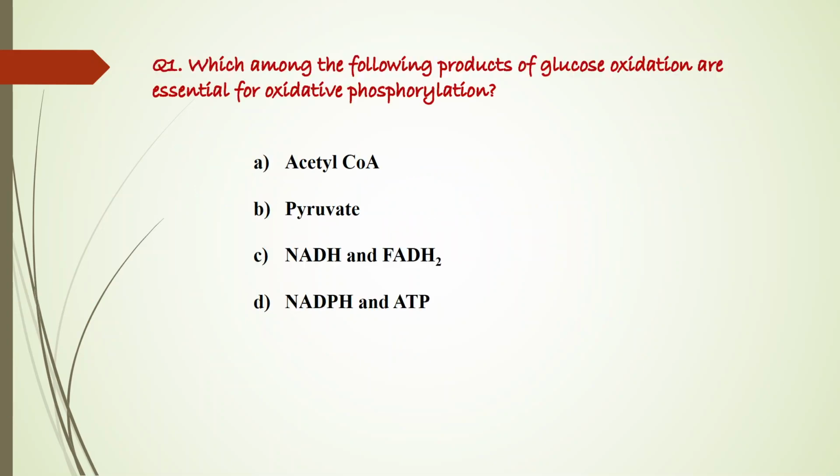So this is the first question. It states, which among the following products of glucose oxidation are essential for oxidative phosphorylation? There are four options: acetyl-CoA, pyruvate, NADH and FADH2, and the fourth one is NADPH and ATP. You have to identify which among the following are the products of glucose oxidation that are also essential for oxidative phosphorylation. Select your answer and try to answer in the chat box, and then I will discuss the questions one by one.